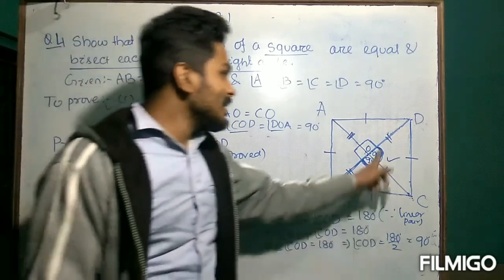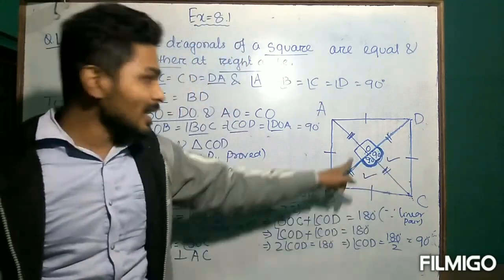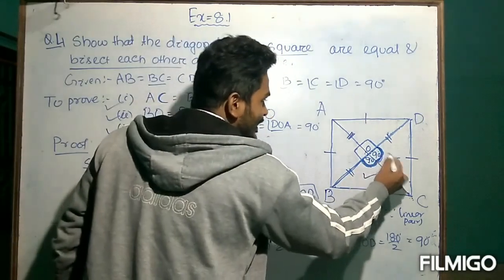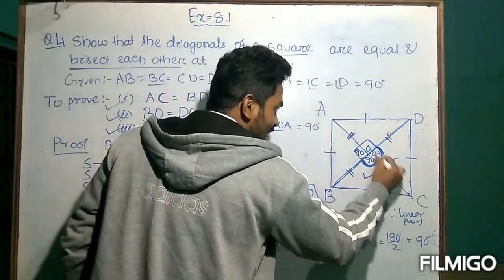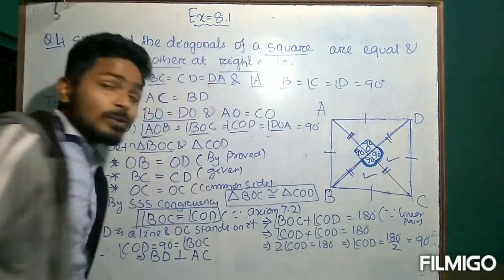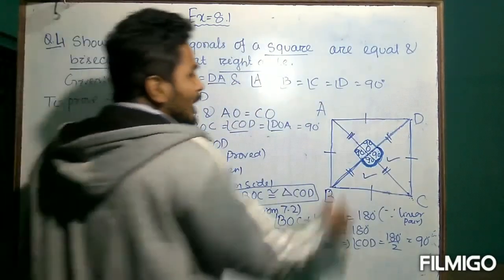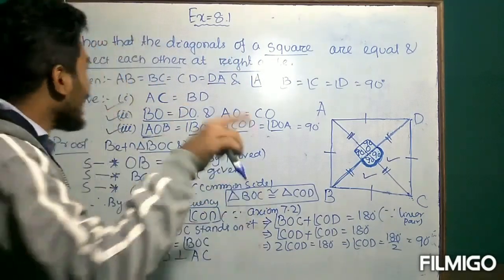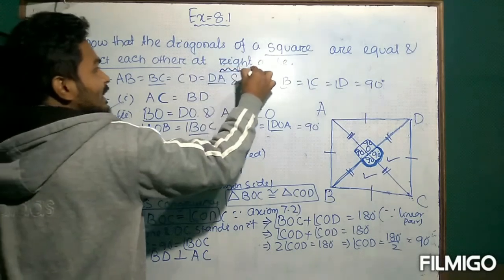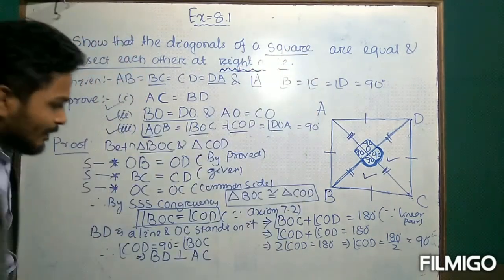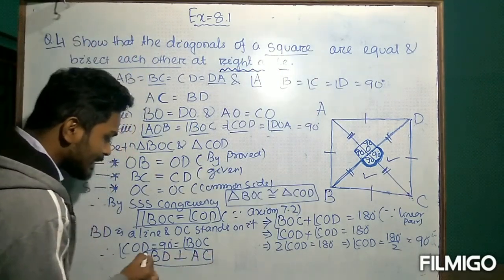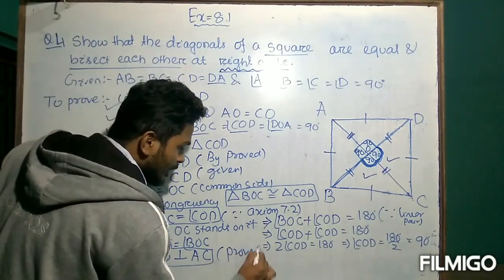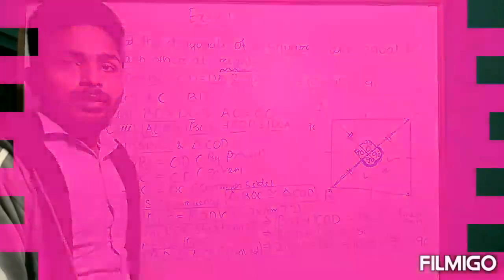Or you can write this angle is 90 degrees, this angle is 90 degrees, this angle is 90 degrees, this angle is 90 degrees. Okay, why? Because if it is 90, then its vertical opposite angle is also 90. Hence we have found that both the diagonals are bisecting each other, they are equal, as well as they are bisecting at a right angle. BD is perpendicular to AC. Okay, hence it is proved. Understood?